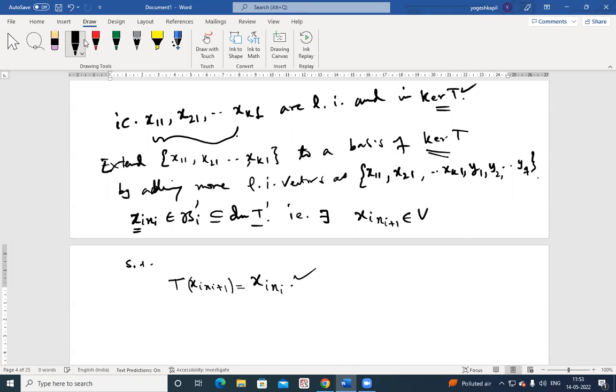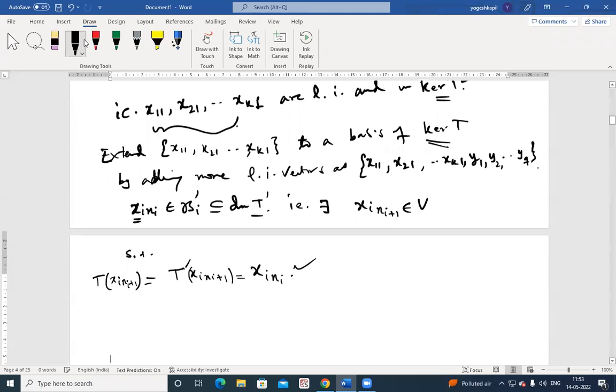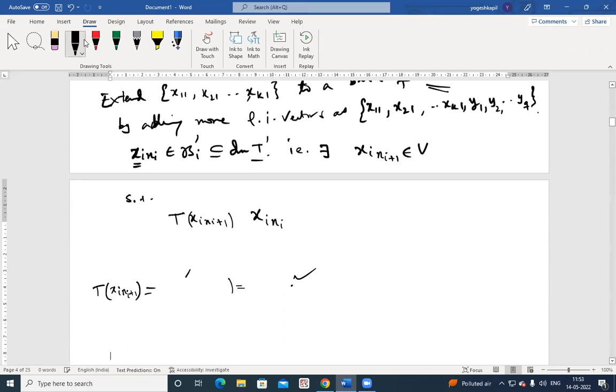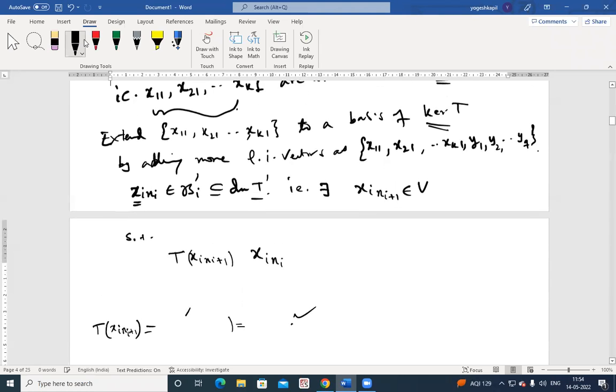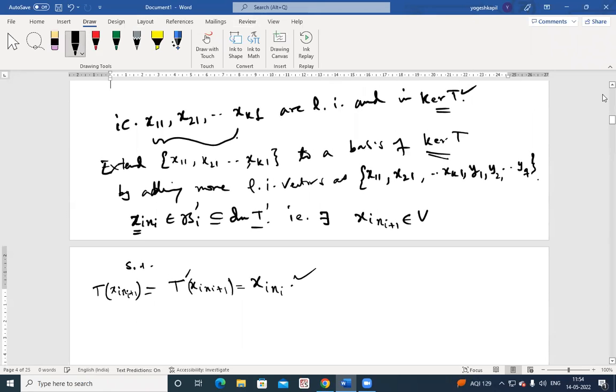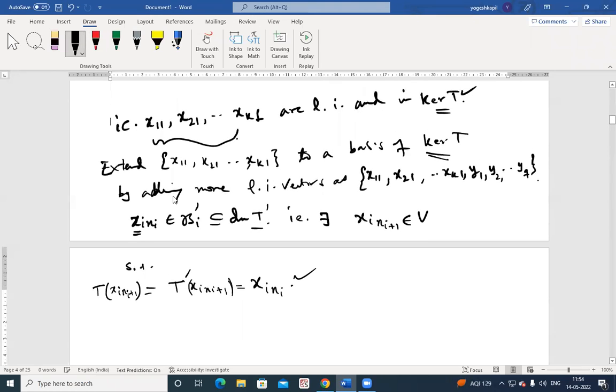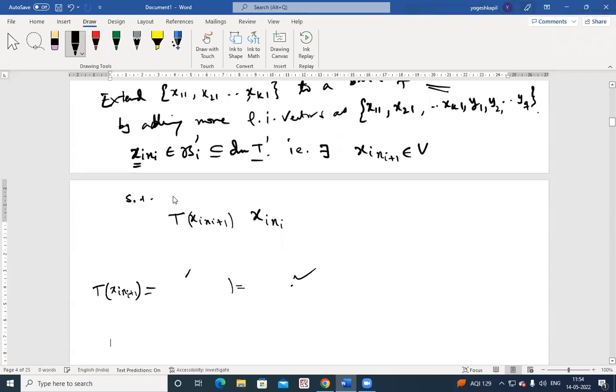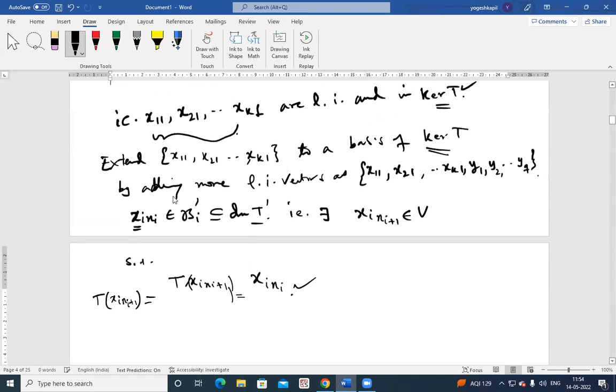T dash means T also, because this is an induced operator. So what I can now conclude, this is what is going on. Let me see if this gets, I must be writing here. Then it would be, oh, wrong.